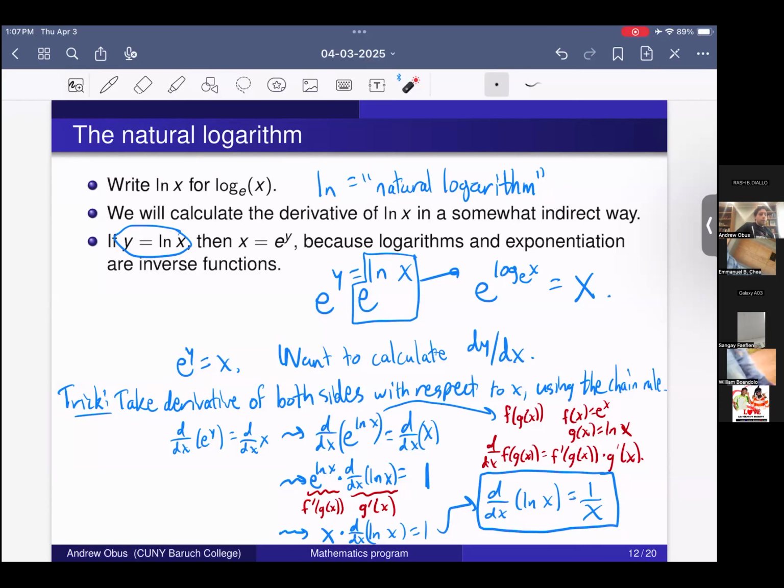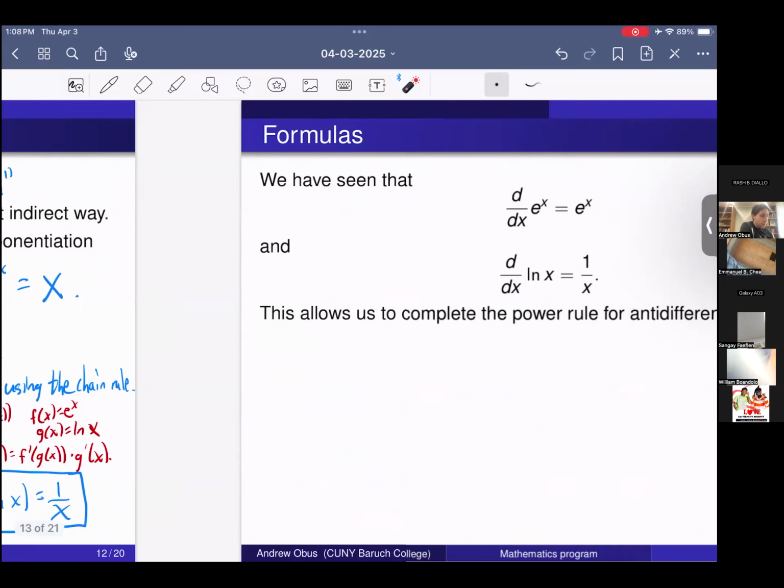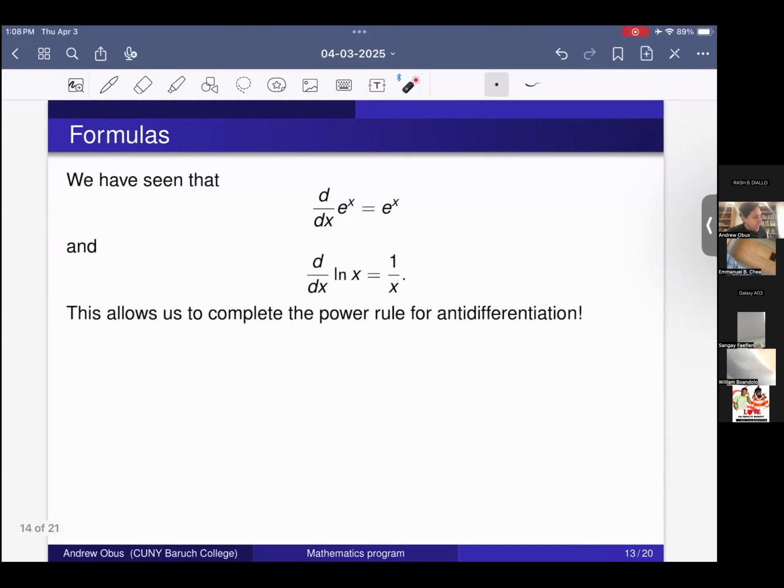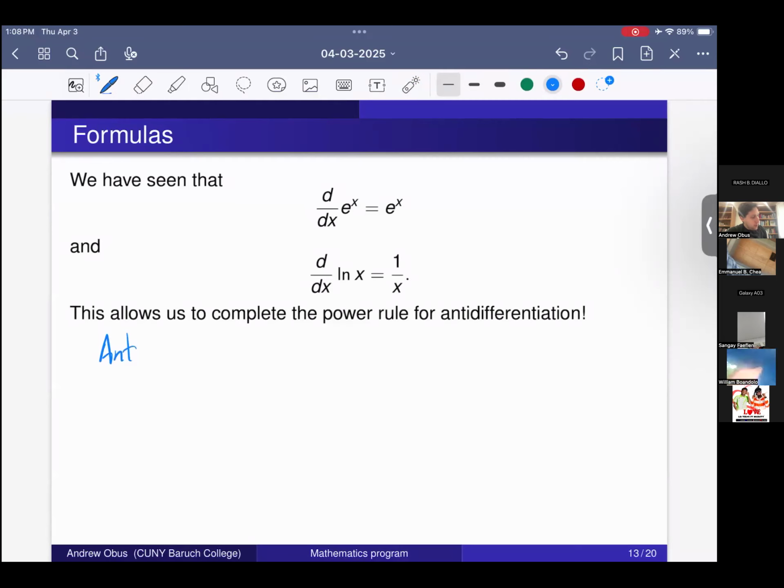Okay, so the derivative of ln of x is going to be 1 over x. So these are our formulas, right? The derivative of ln of x is equal to 1 over x. What does that mean? This means that the antiderivative of 1 over x is ln of x. And this lets us complete the power rule for antidifferentiation.